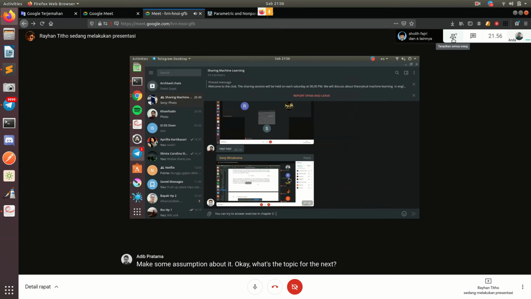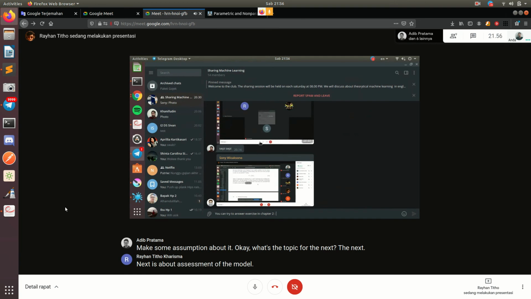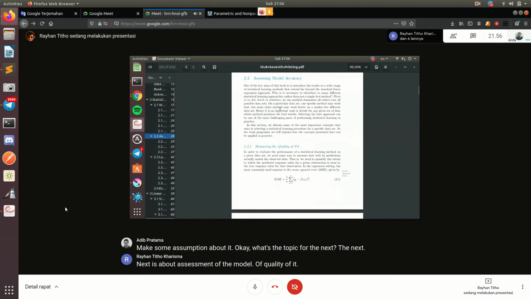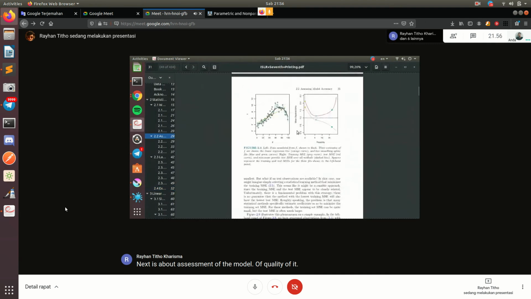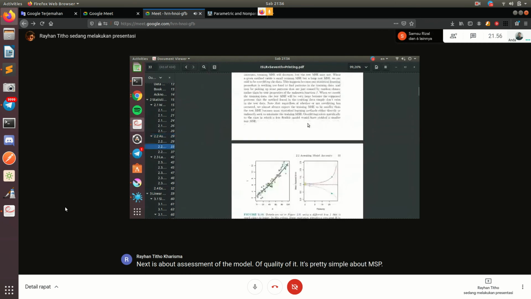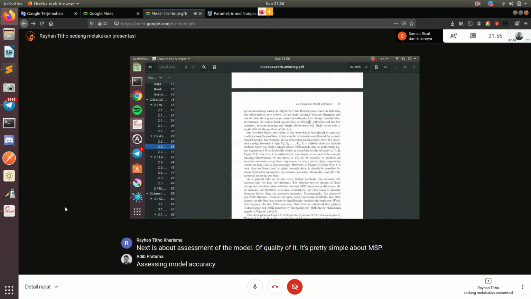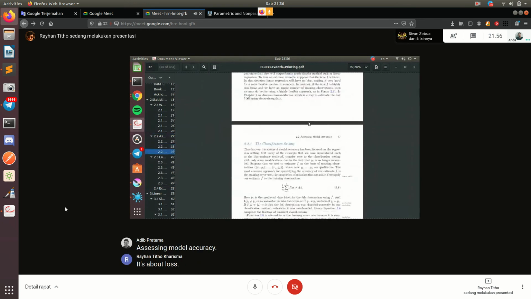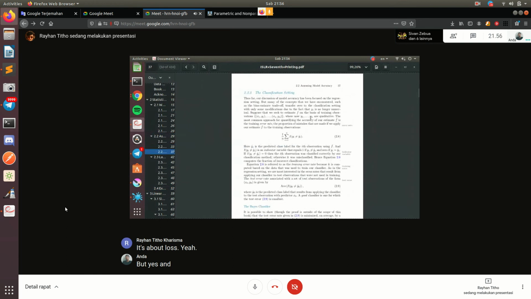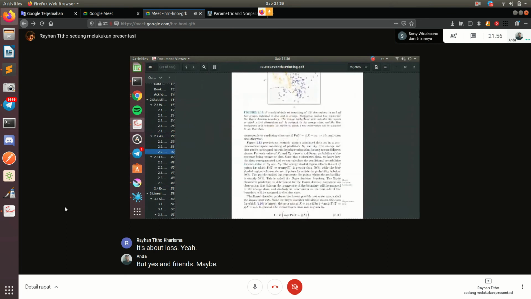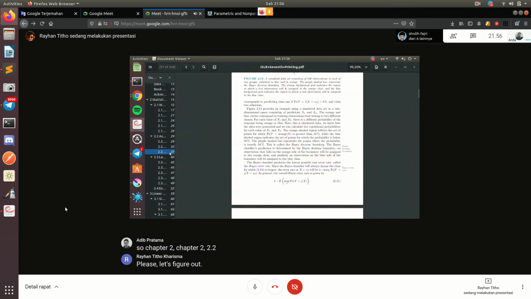Okay, what's the topic for the next one? Next is about assessment of the model, about the quality of it. It's pretty simple, about MSE. Assessing model accuracy. It's about the loss. Bias and variance maybe. The accuracy. So chapter 2, section 2.2.